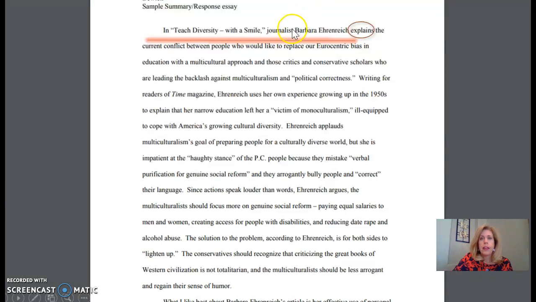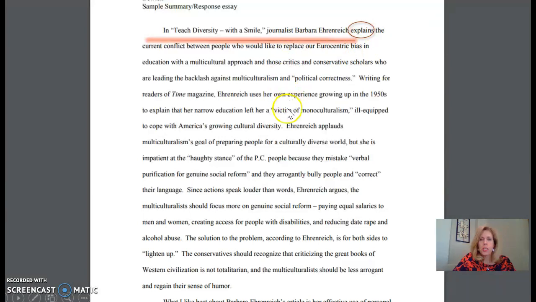And then you're indicating the author, and then you're going to use a key term that tells the reader what it is that the author was doing. Were they explaining? Were they organizing information? You just need to tell what type of text this was. Okay? Did they argue a cause?